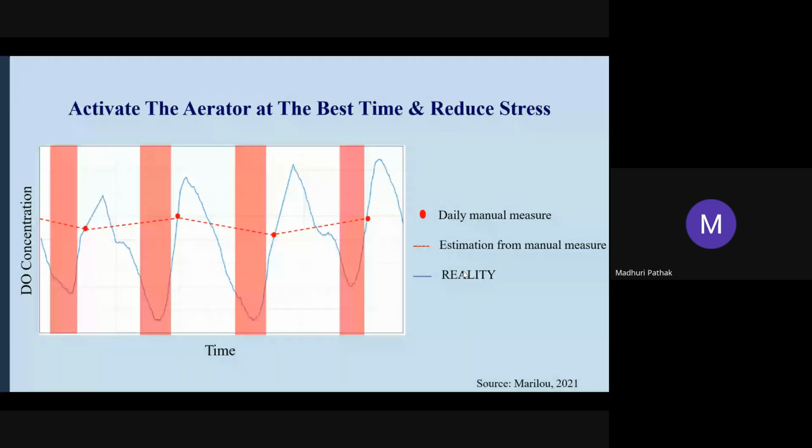Okay. So in this figure, you can see the red line is the daily manual measurement of the dissolved oxygen by the manual method. And if you put the sensors, there is a huge difference between the rise and fall of the dissolved oxygen. So when the dissolved oxygen is going to decrease, largely at those time points only you can switch on your aerator and then maintain the dissolved oxygen in the pond.